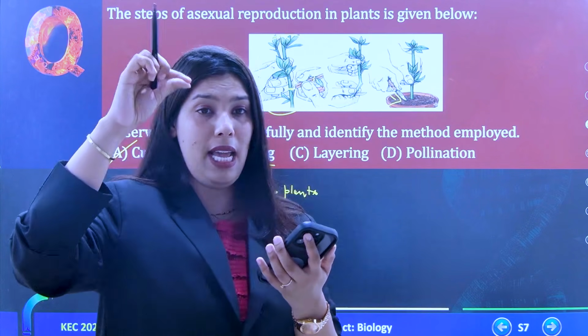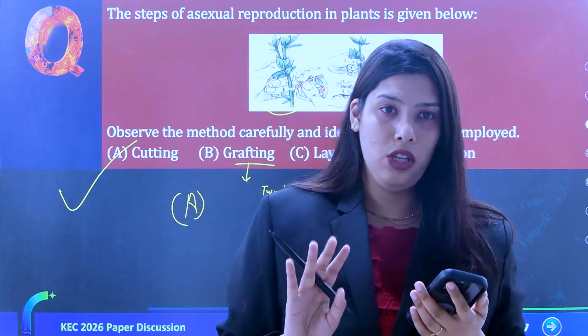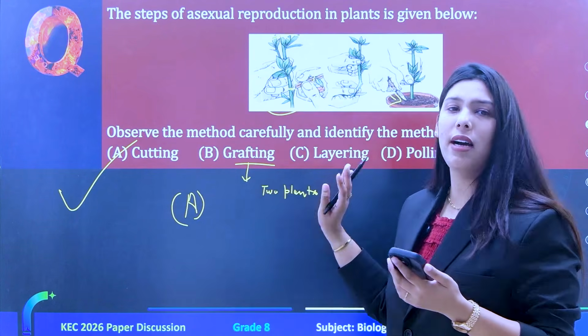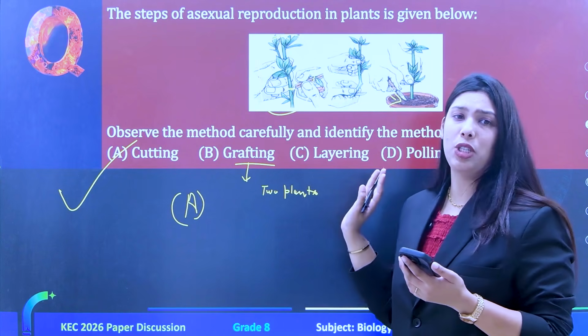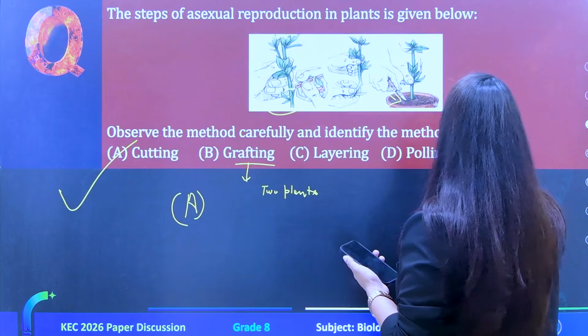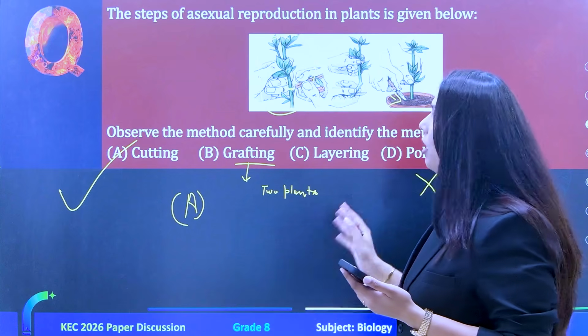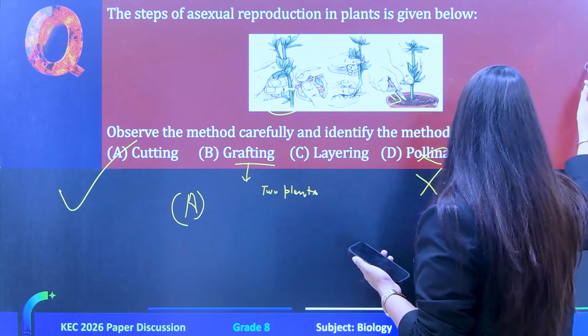In layering, they will take one branch and then they will root it down. So that is also different. Here there is simple cutting which is happening. Pollination by itself is not a separate type of reproduction, so this is eliminated anyway.